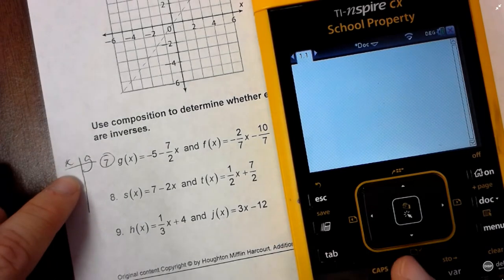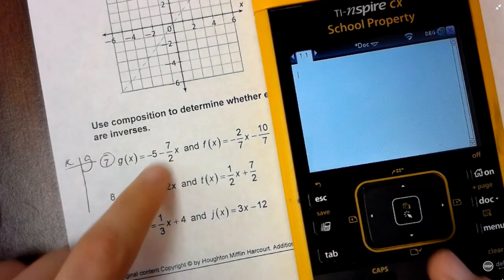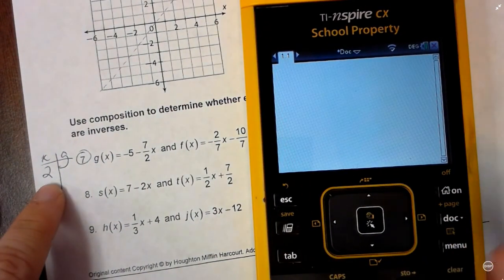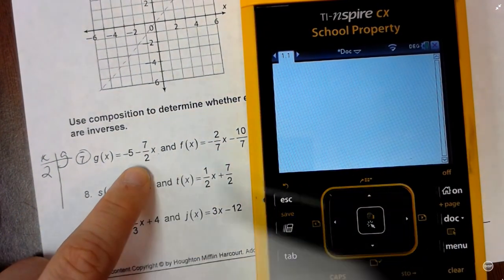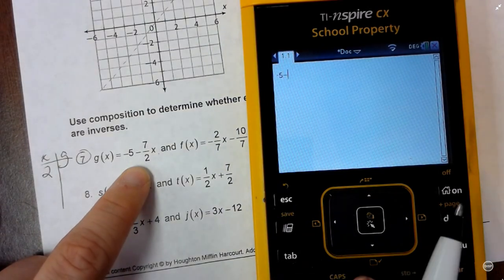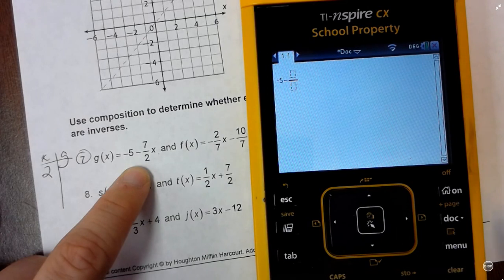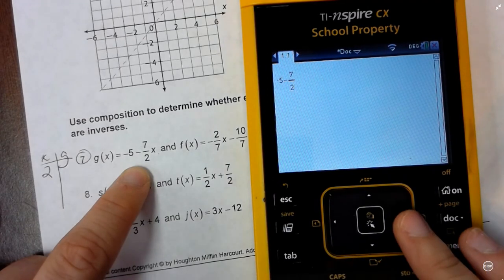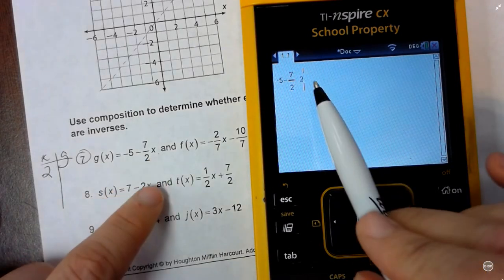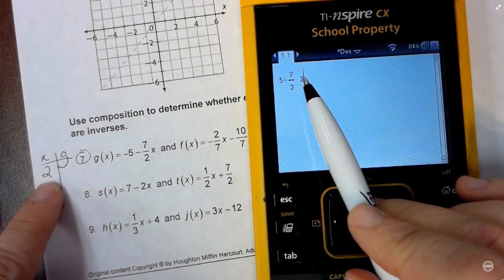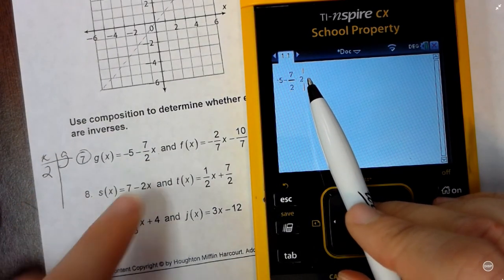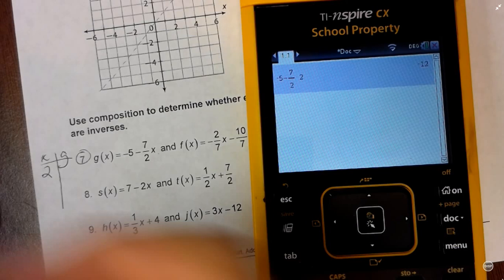Just pick a number for x for this one. I'm going to pick 2. So plug 2 in here. So I have negative 5 minus 7 over 2 times 2. And notice that's the number I picked. So I just picked whatever x value I wanted. You can pick anything. I just figured 2 because I would cancel that out. And I get negative 12.